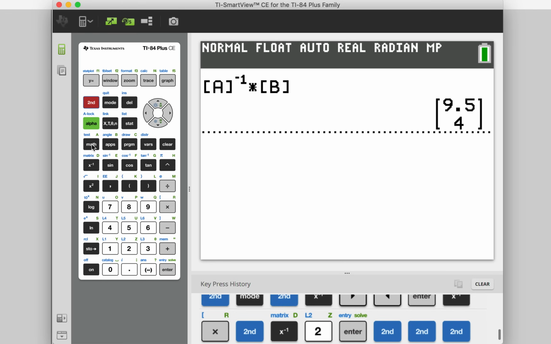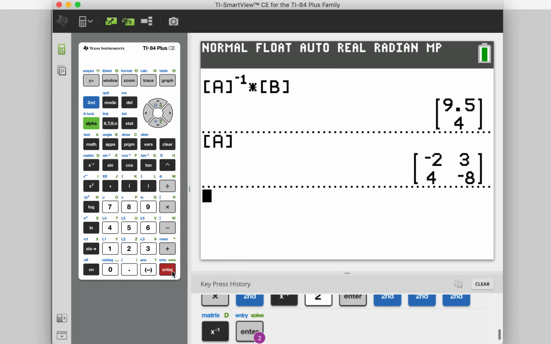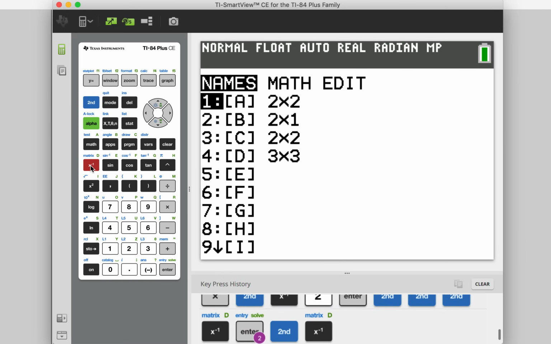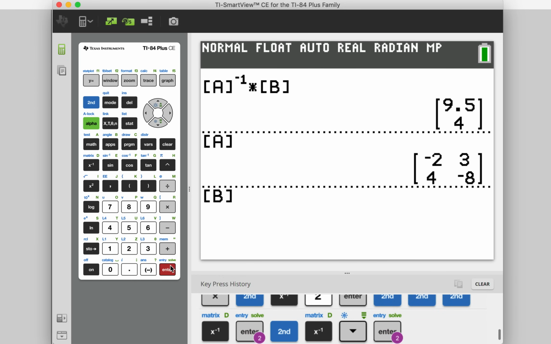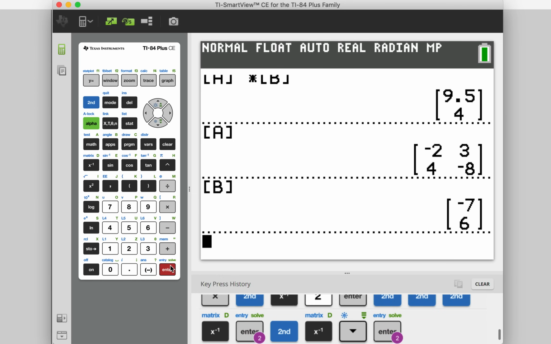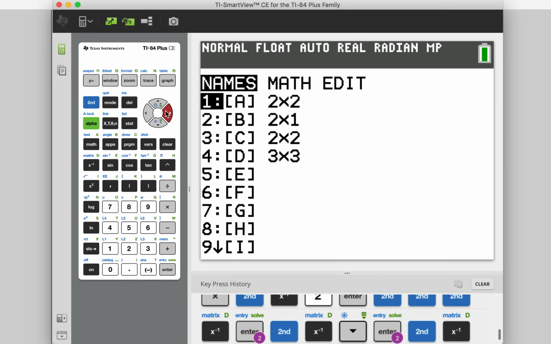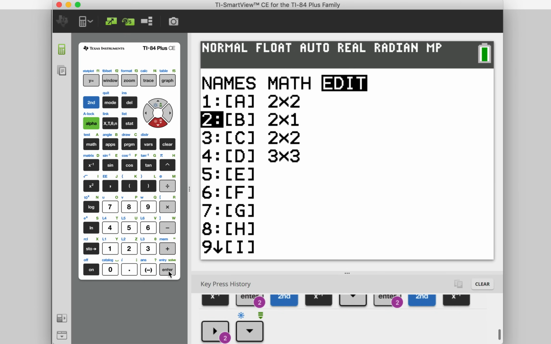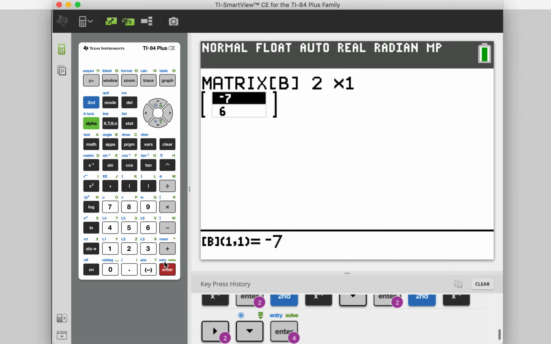So if you ever want to check what you have in for a matrix, we're going to go matrix A and just hit enter. I should have negative 2, 3, 4, negative 8. So that is good. And then matrix B, so second matrix, go down to B. I have negative 7 and 6, so there's my error right there. So if you ever want to check a matrix, you guys, just go second matrix and check it. So I just missed that it was a 16. So I'm going to go and edit matrix B. So second matrix, over to edit, matrix B. Hopefully you didn't make this mistake like I did. So we got negative 7 and 16, hit enter.